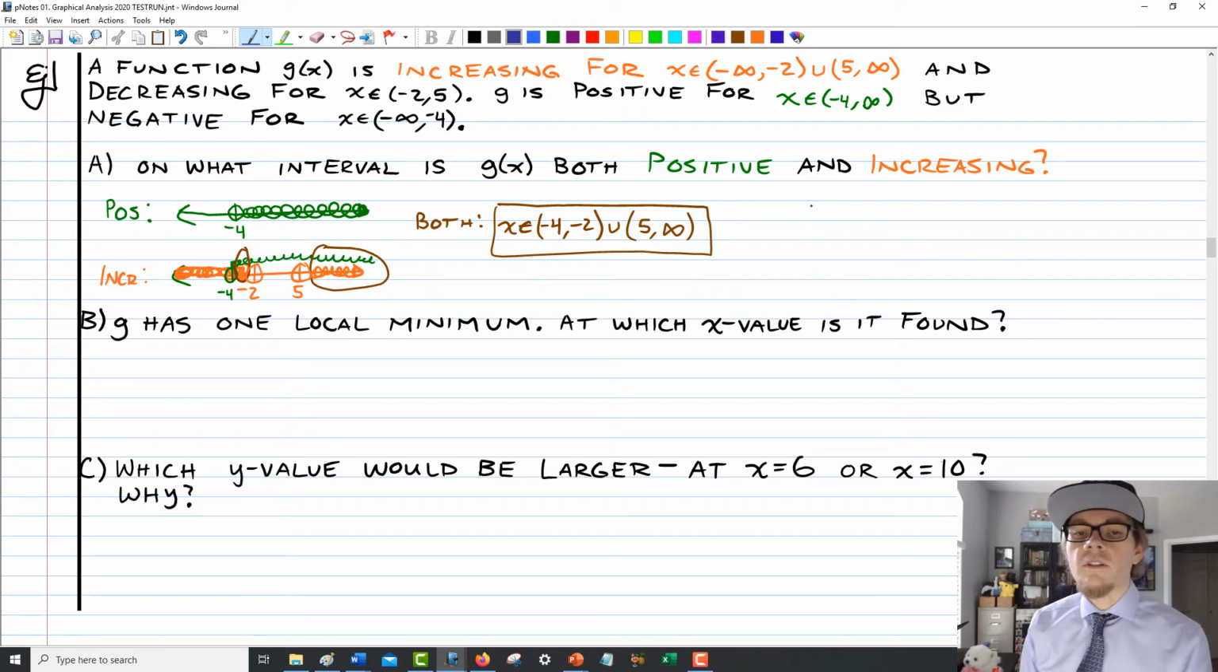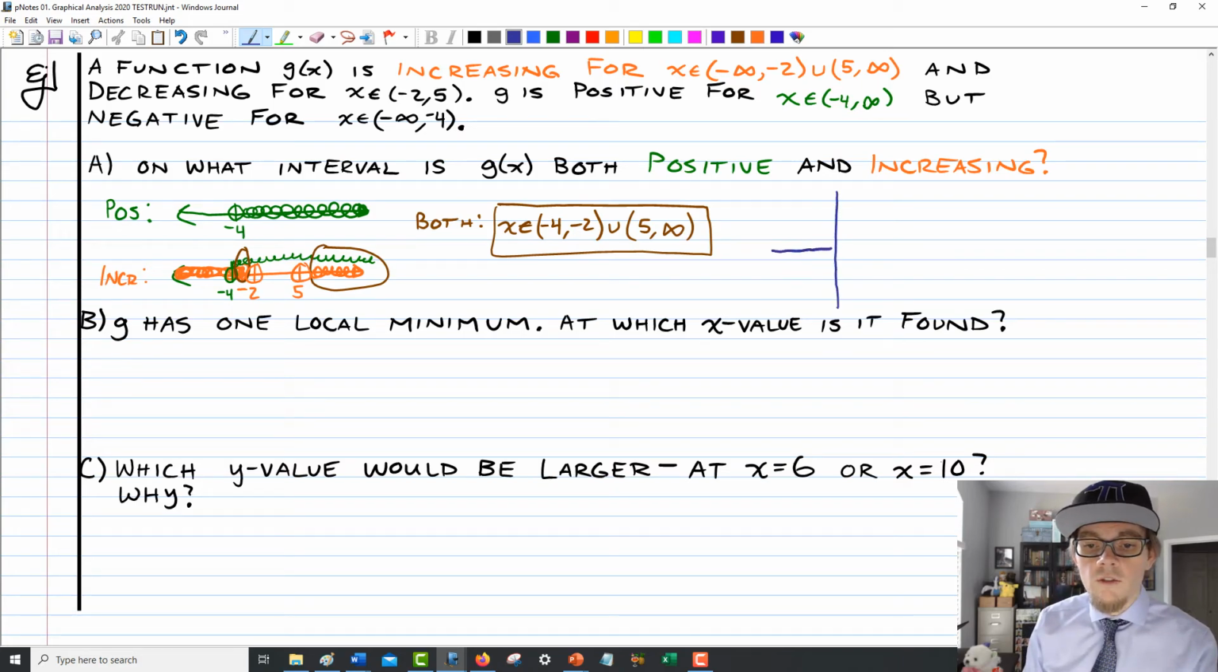If you prefer instead to think about this as a two-dimensional graph, you could attempt to actually sketch what this function looks like. And so let's try to do that once just for the sake of giving it a shot. So we're looking over here. I'm going to go ahead and label some values for us. We've got -4, we have -2, and we have 5.